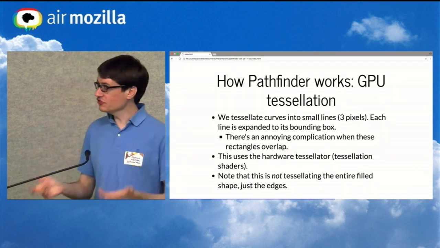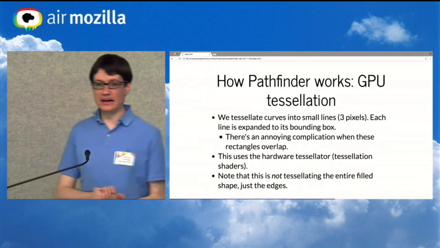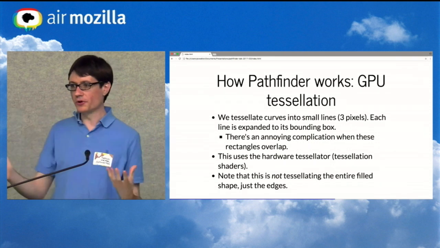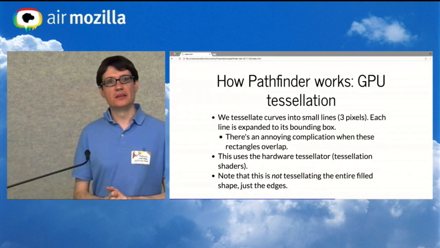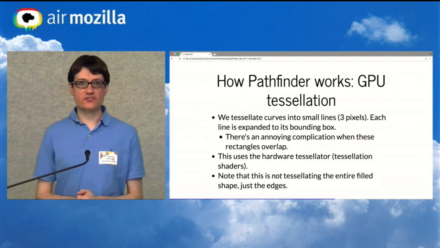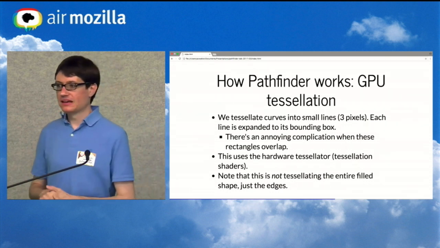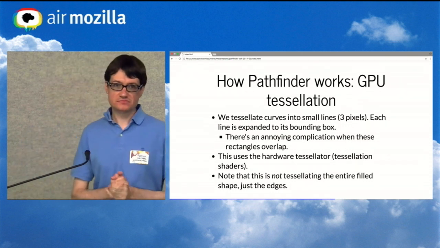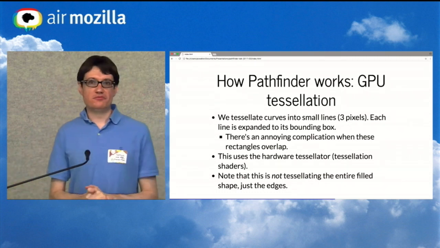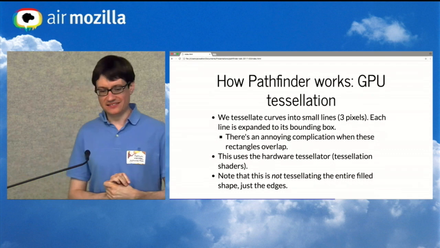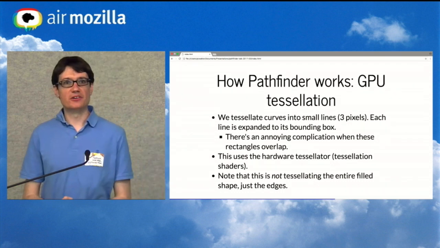So our first step is to tessellate. We have a bunch of control points, but GPUs don't know how to render control points. They know how to render triangles. So what we do is we divide the curves into small lines. Right now it's 3 pixels. We could change that. It's just arbitrarily decided that 3 pixels is how much we want.